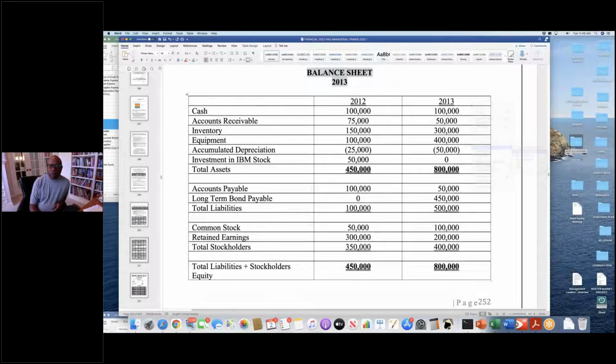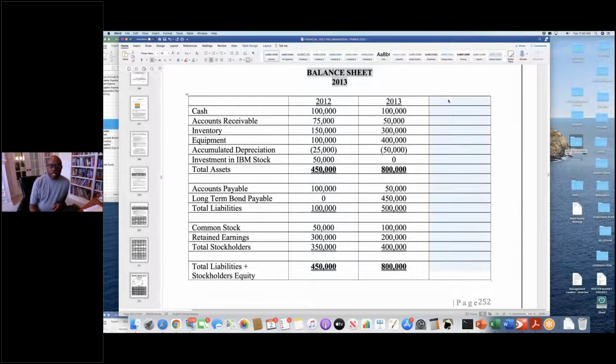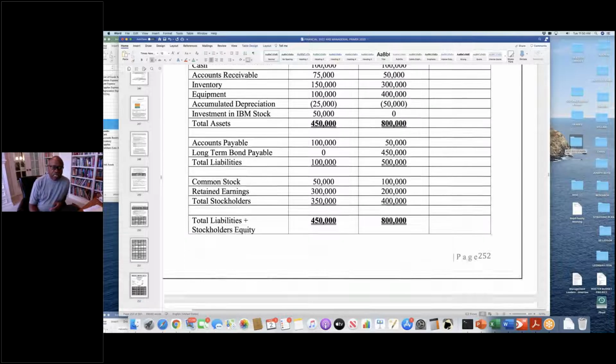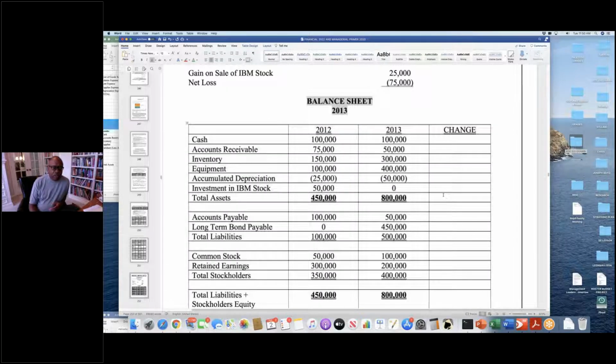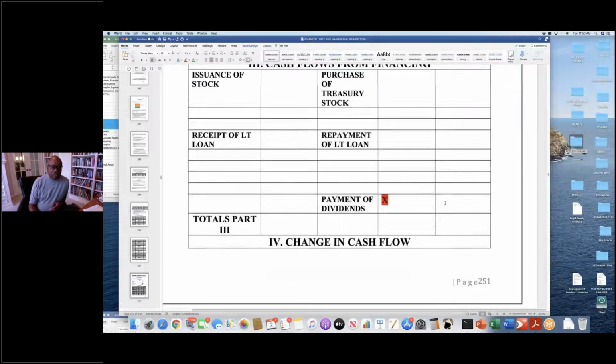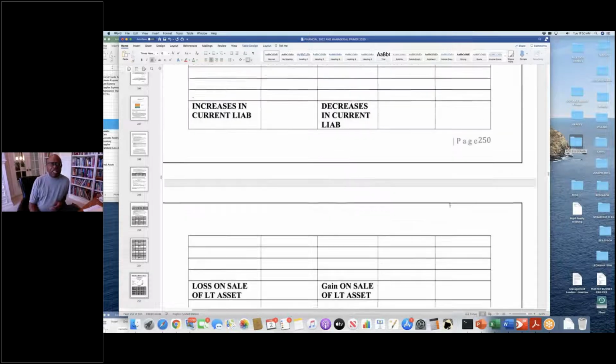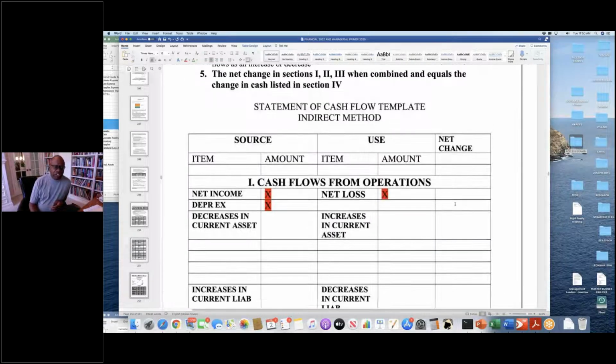When you're doing your cash flow statement, you can always put in a change column. Then you can put in all your changes. Once you see where the change is going, then you can put it on the statement. Does that explain what a change is?